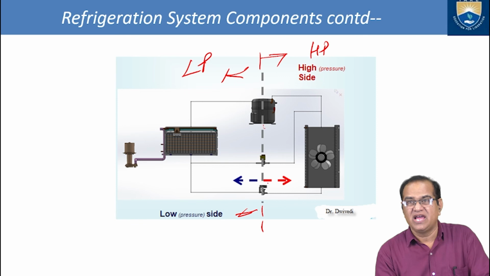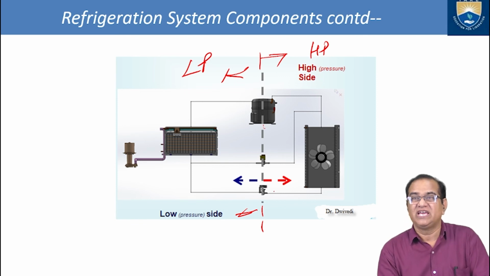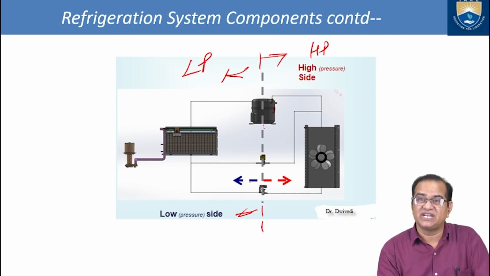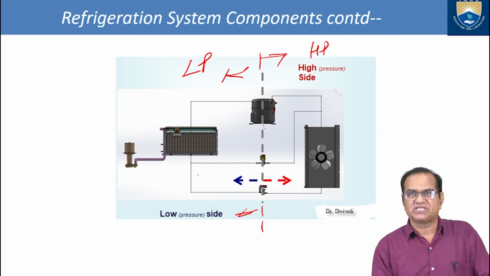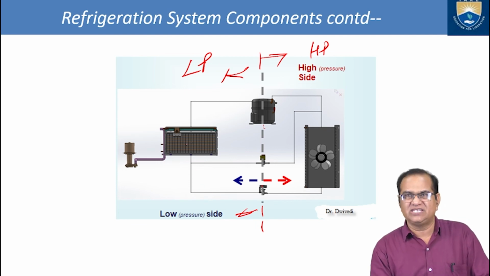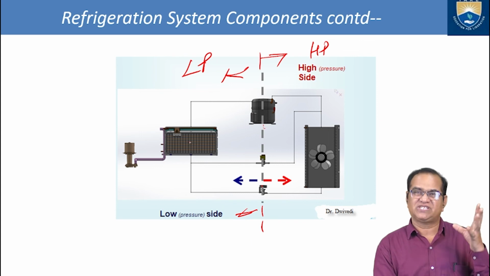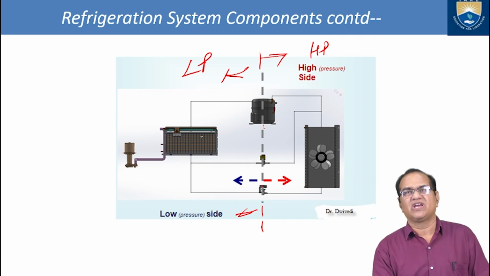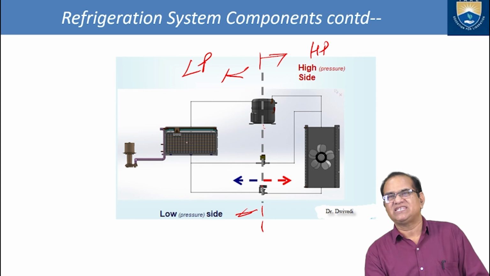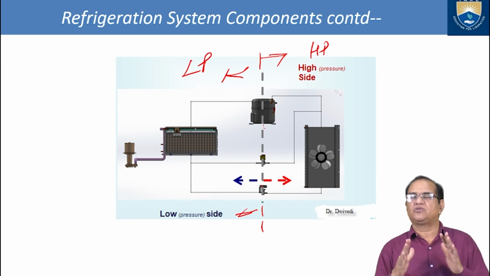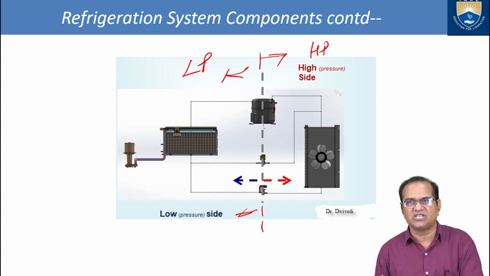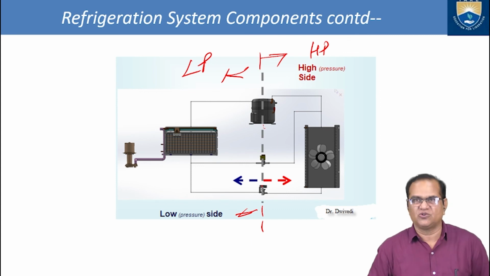It is high pressure, and this thermal expansion valve is reducing the pressure and sending a metered quantity of refrigerant at low pressure to the evaporator. In this evaporator, expansion is taking place and the cooling effect is taking place. So we can divide this refrigeration system into two parts: one is the high pressure zone, another is the low pressure zone, as shown in this diagram.